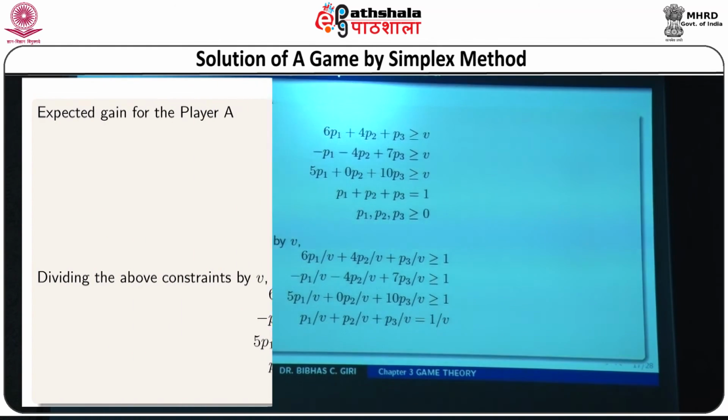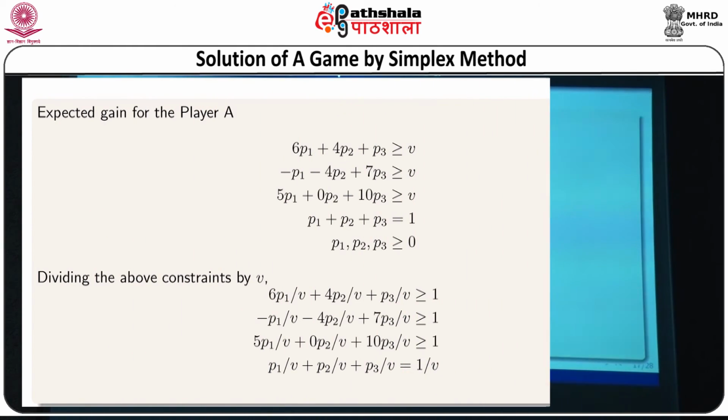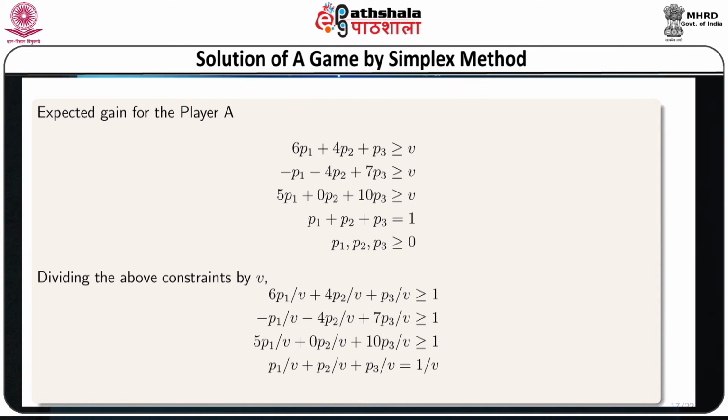And then the expected gain for the player can be obtained for PO strategies of the player B as given here: 6 P1 plus 4 P2 plus P3 greater than or equal to V, minus P1 minus 4 P2 plus 7 P3 greater than or equal to V, 5 P1 plus 0 P2 plus 10 P3 greater than or equal to V, where P1 plus P2 plus P3 equal to 1.